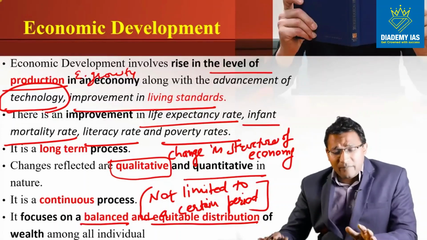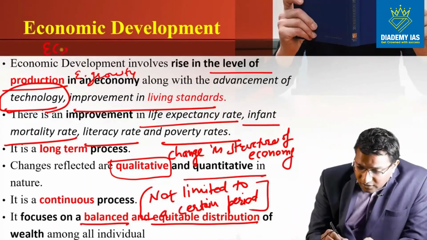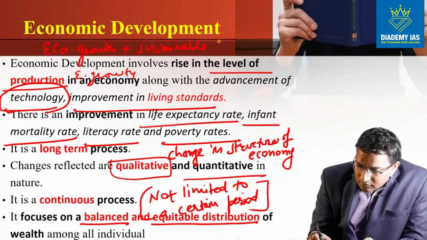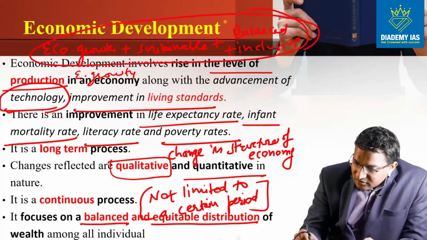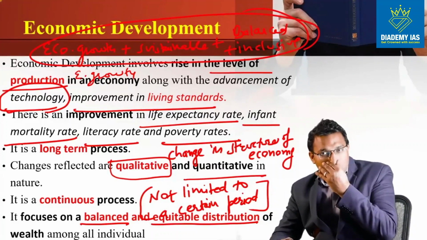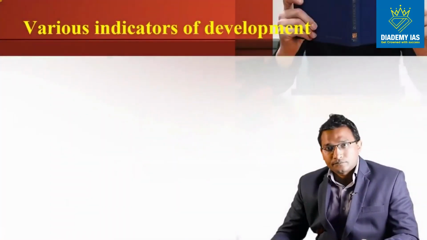So economic development, in a way we can say that this is a combination of high economic growth, which is sustainable, which is balanced, and which is inclusive. So all of these, the high economic growth, sustainable, balanced, and inclusive, all of them have to happen simultaneously. Can you think of certain indicators of development?